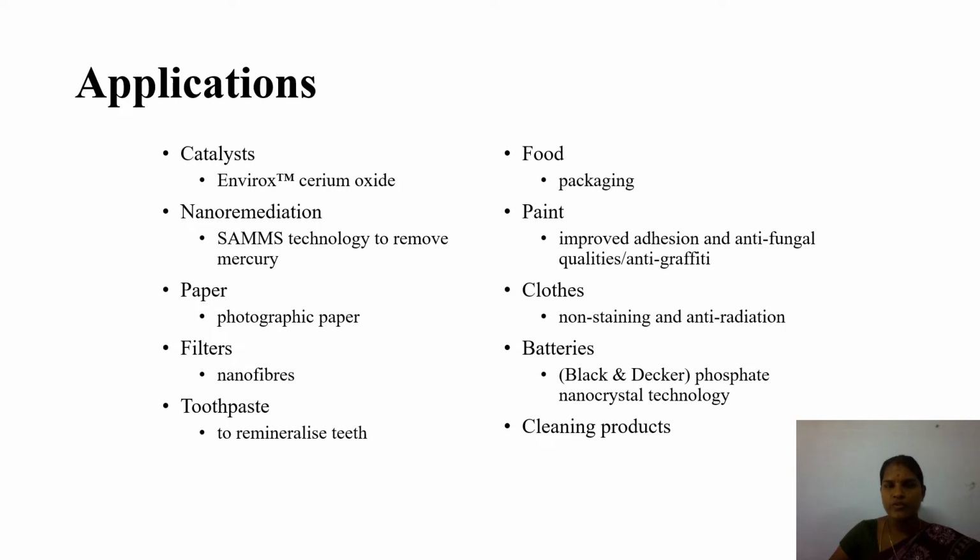In order to prepare photographic paper, nanomaterials are used, and nanofiber-like materials are used as filters. In order to remineralize teeth, nanoparticles are used in our toothpaste and also in our talcum powder. They are also used in food packing materials and in paints, to improve adhesive and antifungal properties. For example, silver nanoparticles are being used. Nanomaterials are also used in preparing cloths for non-staining and anti-radiation. In batteries, nanoparticles are used for high efficiency. In cleaning products also, nanoparticles are being used.